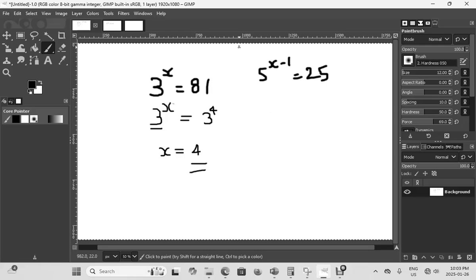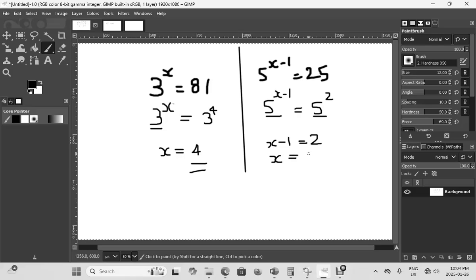You can do the same for this equation over here. Let's say 5^(x-1) equals 25. We need to make sure that the base is the same on both sides of the equal sign, so this will be 5 squared. So we know that x minus 1 equals 2. Now that the base is the same, we simply need to solve for the exponents. To solve for x, this will be 2 plus 1, which is 3.